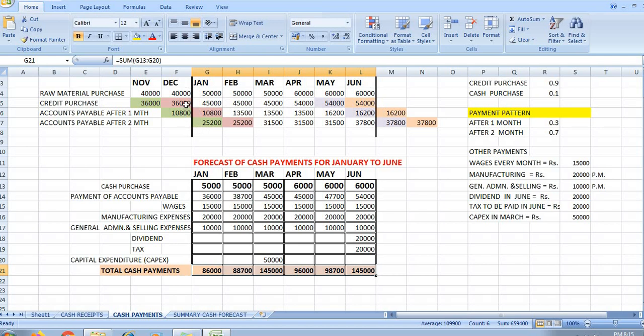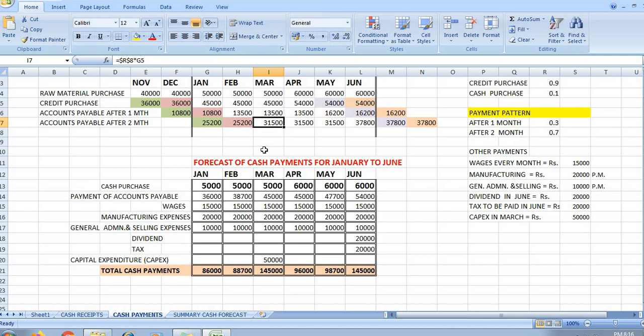Similarly, your credit purchase of 36,000 in December is being paid in 2 installments. 30% is paid in January, 70% is paid in February. And if you look at the January credit purchase, which is 45,000, 30% of 45,000 is 13,500, which is paid in February, and the balance 70% is paid in March.